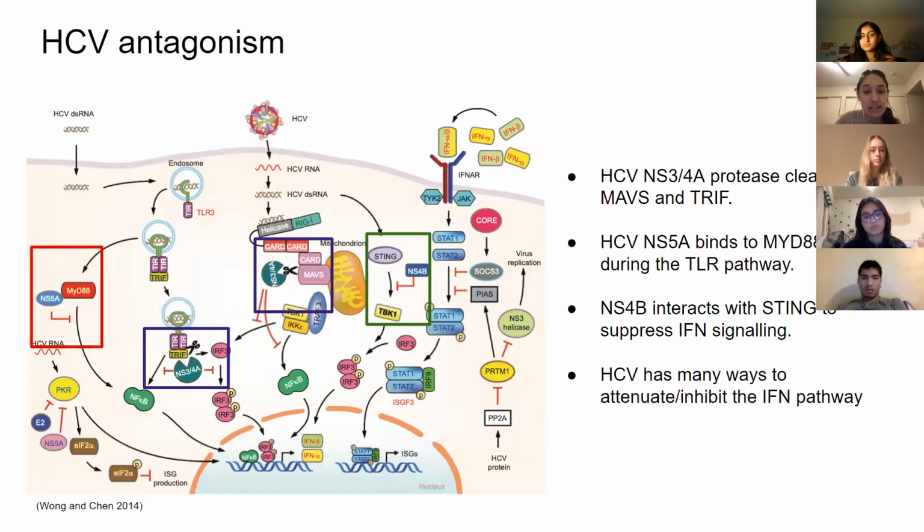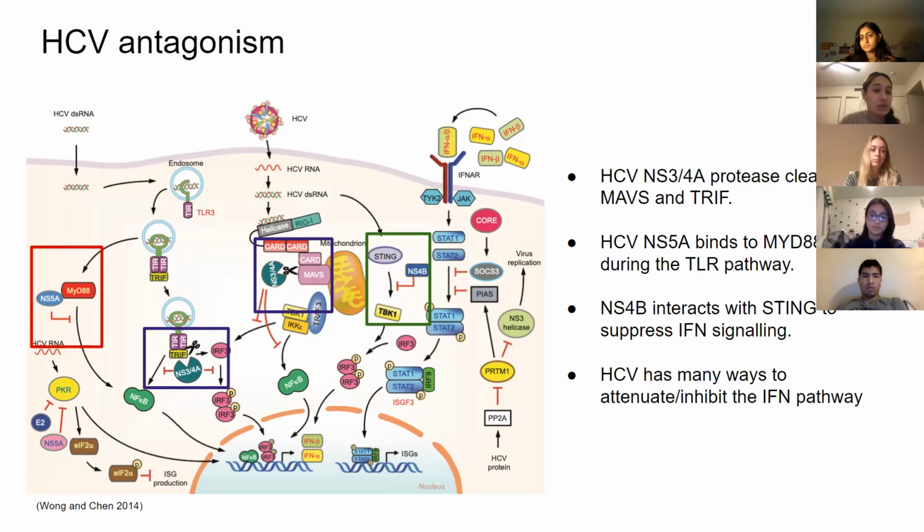Next slide, please. HCV has actually developed multiple ways to evade the interferon signaling pathway. Just to list a couple, the HCV NS3/4A protein, which is boxed in purple, helps with the maturation of NS proteins, but also cleaves MAVS and TRIF, which inhibits interferon production. There's also an NS5A protein boxed in red, and this prevents the pathogen from being identified and attenuates the TLR signaling pathway, reducing cytokine production and interferon production. And then finally, there's the NS4B protein boxed in indigo, and this interacts and sequesters STING with TBK, and this ends up inhibiting the interferon pathway.